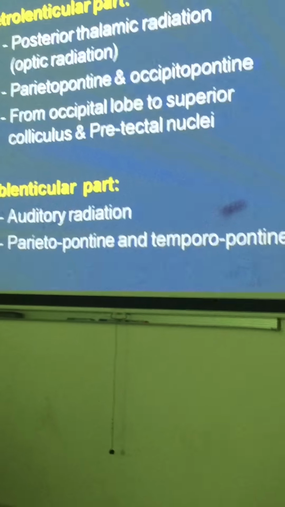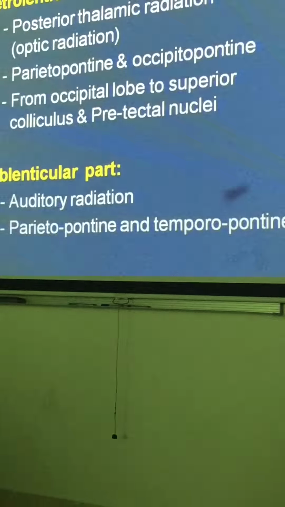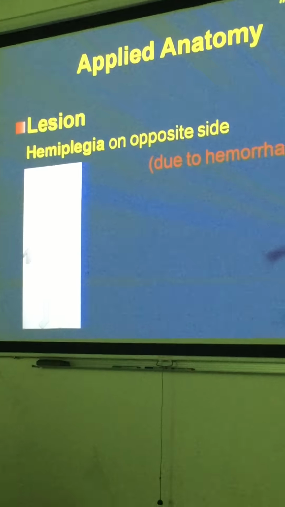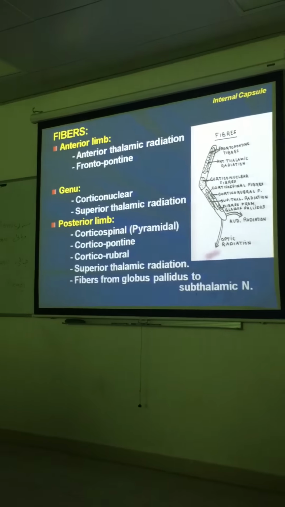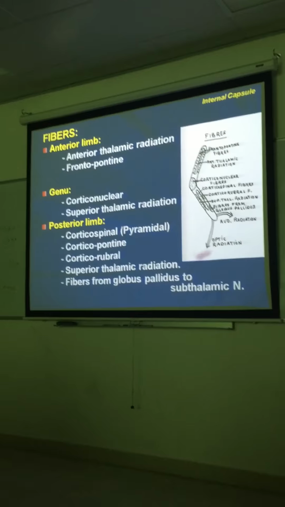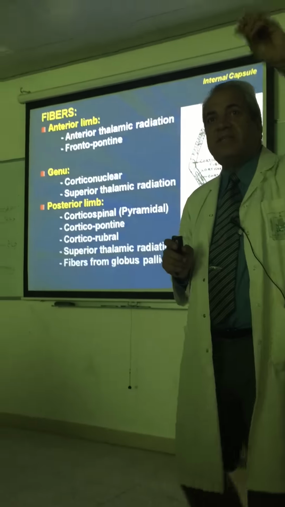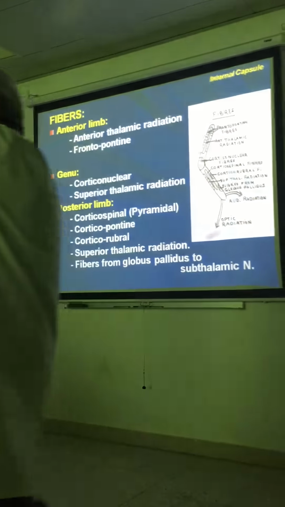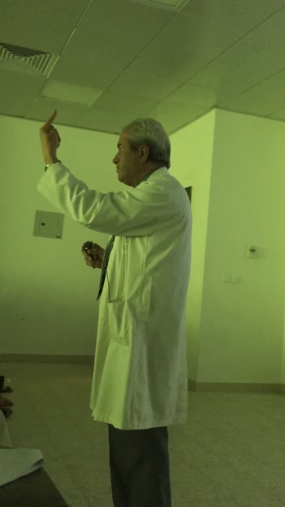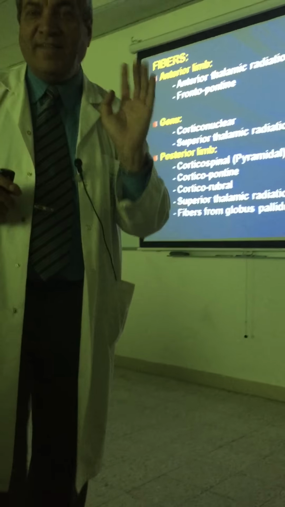The last part is, what are the fibers? I told you before. What are the fibers in each part? Anterior limb: which fibers pass through the anterior limb? Genu: which fibers pass through? There is a list, but I want you to remember only one from each part. Only one. I will be happy if you remember one. Okay?